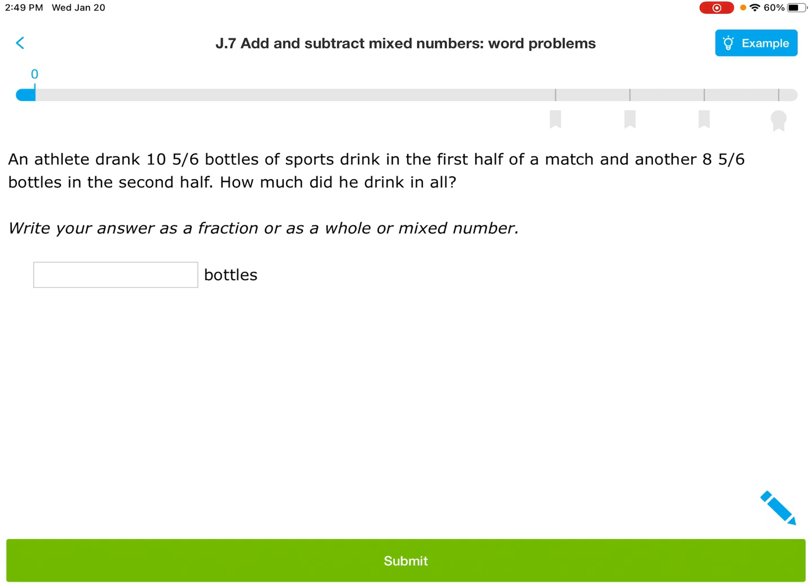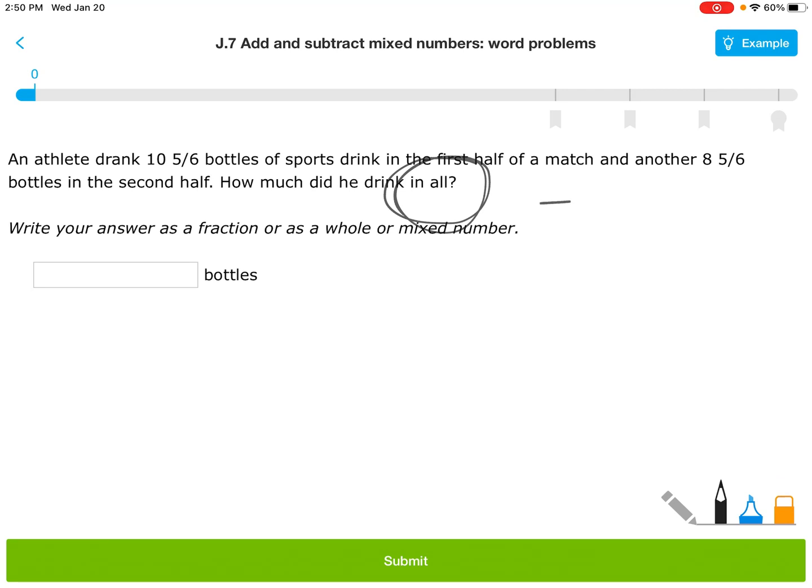An athlete drank 10 5/6 bottles of sports drink in the first half of a match, and another 8 5/6 bottles in the second half. We want to know how much he drank in all. Alright, so that word in all, does that tell us we're adding or subtracting? Right, it tells us we're adding those two numbers.